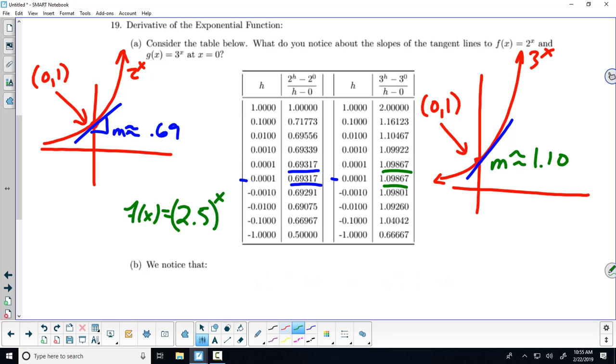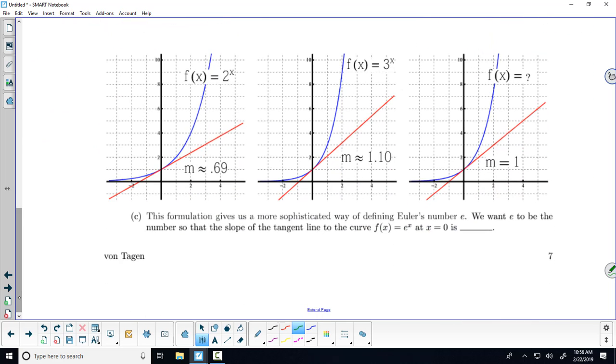So here's the key. Somewhere in between the number 2 and the number 3, there is a number that when I take the slope of the tangent line of that number at x equals 0, I'll get 1. That's what I'm after. I would like to find some exponential function, 2 point something to the x, so that when I find the slope of the tangent line there, I get 1.